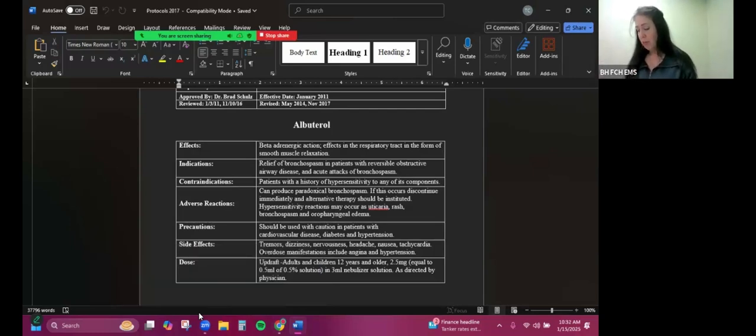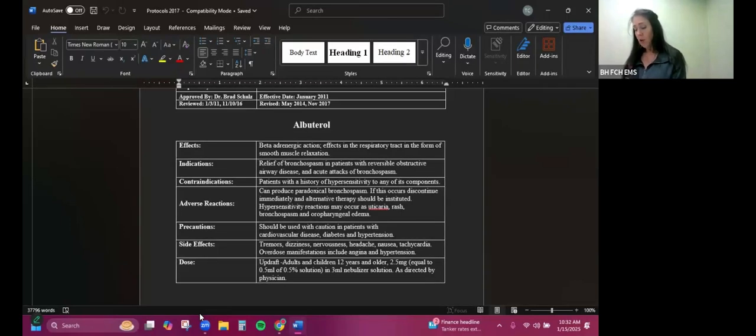Your precautions would be patients with cardiovascular disease and diabetes and hypertension. The effect of this drug is a beta-adrenergic action that affects the respiratory tract in the form of smooth muscle relaxation. The side effects can be tremors, dizziness, headache, nausea, tachycardia, over manifestations including angina and hypertension, which is why you need to be very cautious with the drug.